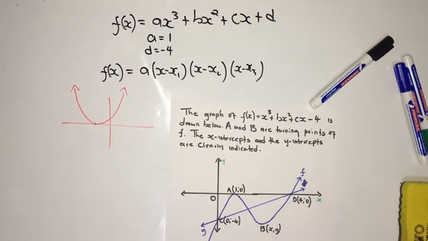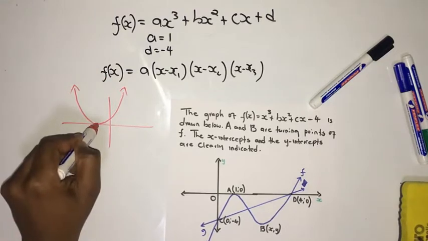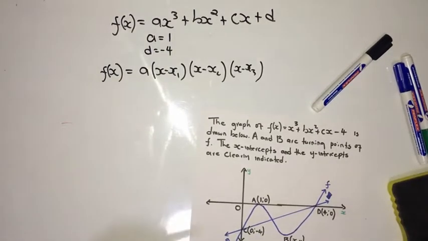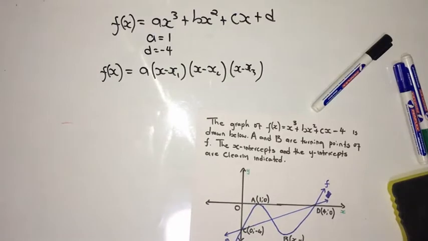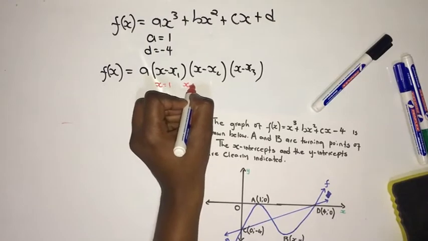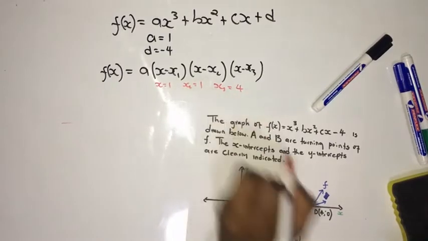So how do we know which one? The only time a root is repeated is if it happens when there is a turning point. As we can see for a parabola, that was a turning point and also an x-intercept, hence the root was repeated. Going back to our cubic function, point A is a turning point and also an x-intercept. That means the root there is repeated. So our x1 is 1, our x2 is also 1 because it's repeated there, and our x3 would be 4, which is that one there.